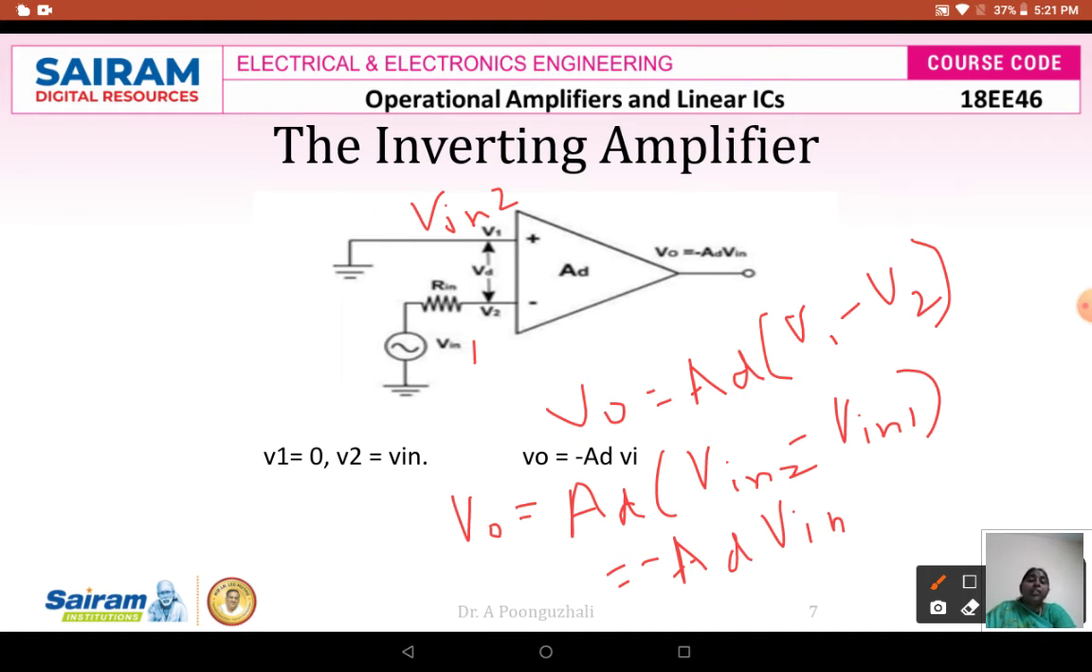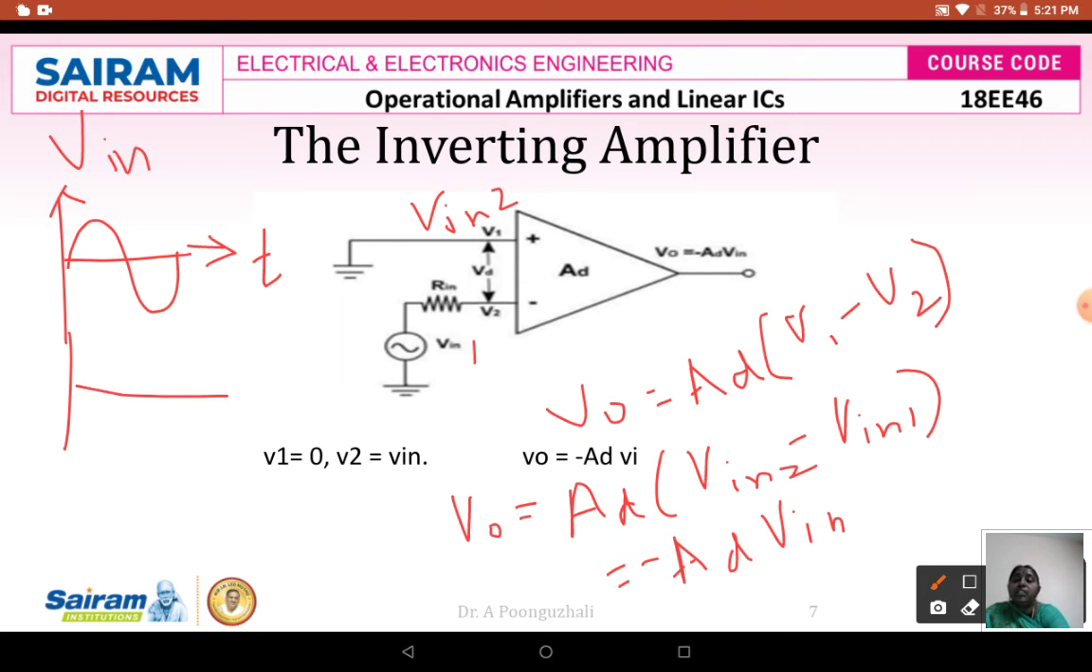So what does this mean? Your output voltage is inverted with respect to your input voltage, multiplied by the gain of your operational amplifier. Suppose for your inverting amplifier I give a sine waveform like this, where this is the time period and this is V in. The name itself tells inverting. Inverting means my output is just going to be inverted. So inverted, it is going to be like this.